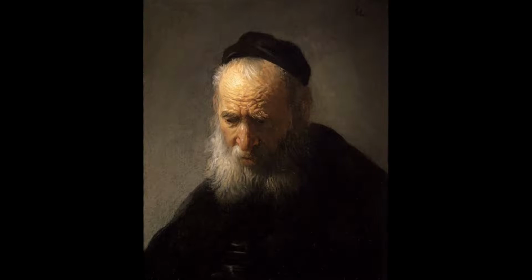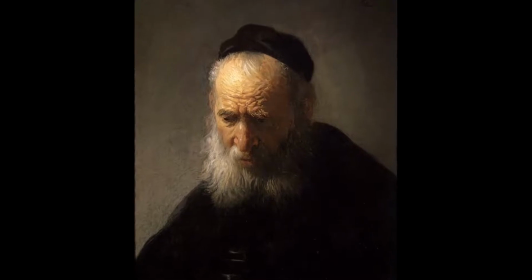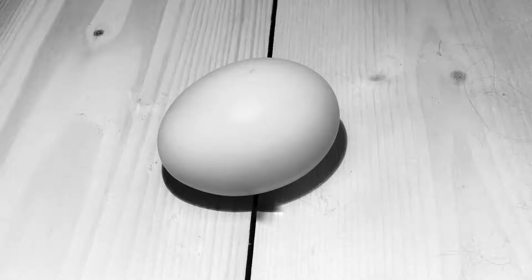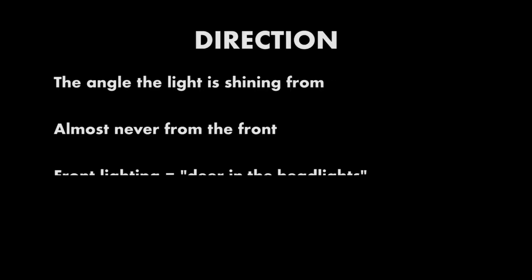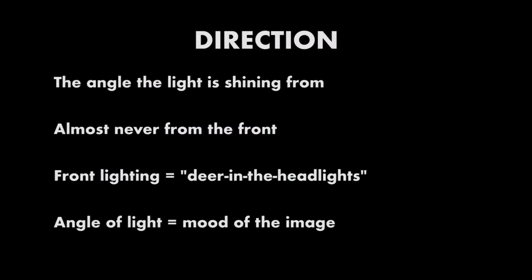Directionality, the angle the light is shining on you, is arguably the most important and most misunderstood aspect of lighting. If you look at great paintings, great photos, or great movies, you'll notice that the light almost never comes directly from the front. Front lighting is what you get from the built-in flash, and it gives you a deer in the headlights look that screams rookie. What direction you want your light to come from has a lot to do with what kind of mood you're trying to create in your image.